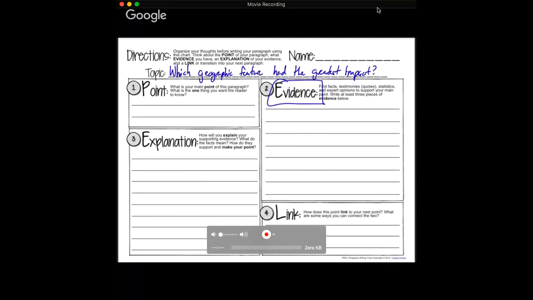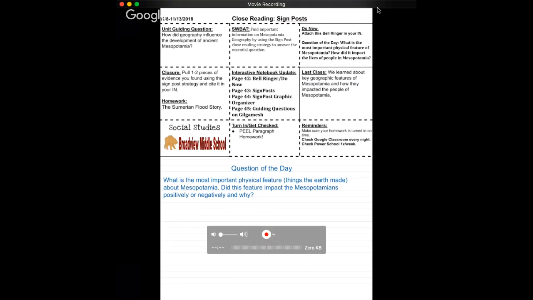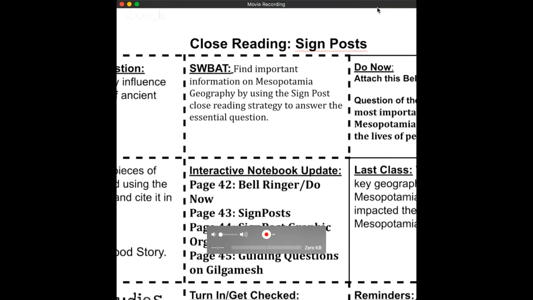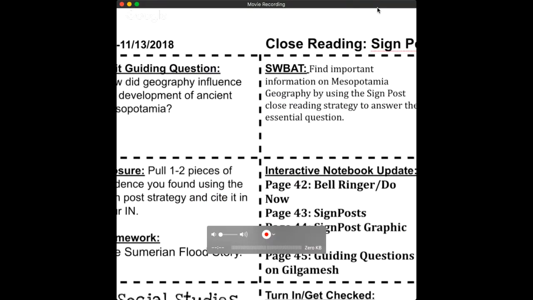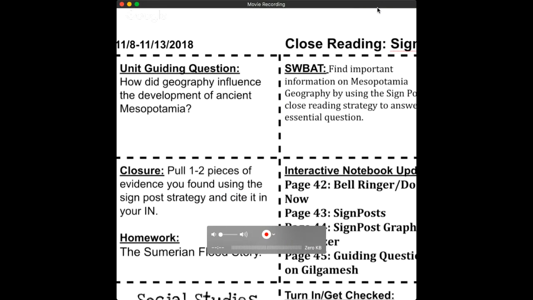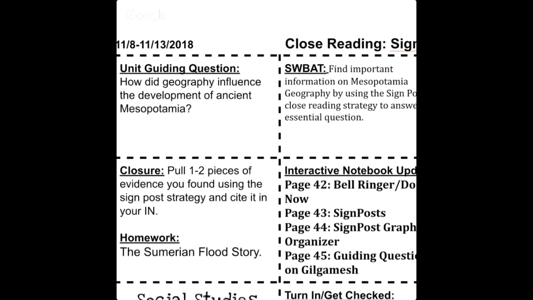All right, so we did that. And then today, our mission was to find important information on Mesopotamian geography. And we used the signpost close reading strategy to answer our essential questions. So we know our essential question is, how did geography influence the development of ancient Mesopotamia? So the information we were looking for from this primary source today was information on A, geography of Mesopotamia, or B, how Mesopotamians were in their development. How did these people build up their civilization?